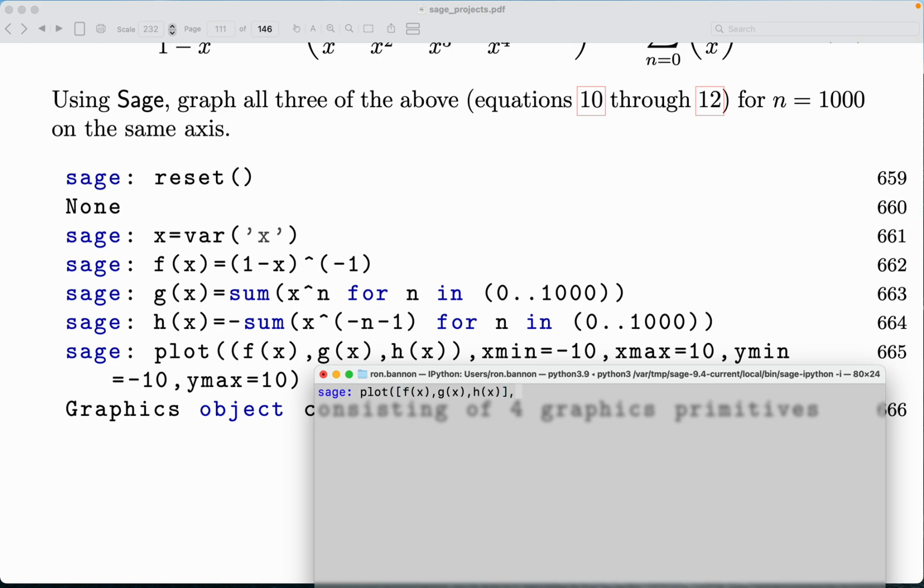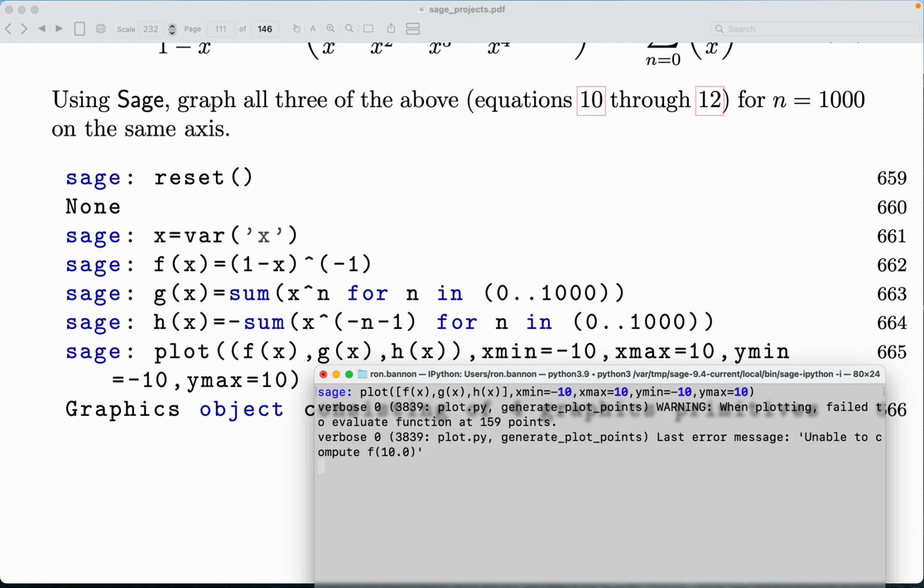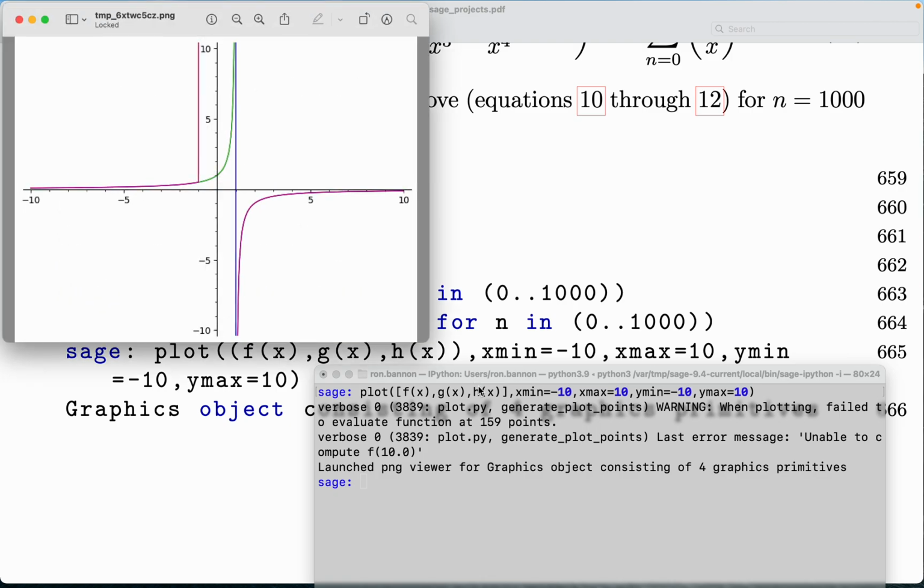Now, what do they want me to do? X min to be -10, they say, and you can play around with these numbers if you like. X maximum would be 10. And y min is -10, and y max is 10. And again, you can play with these numbers if you like. Let it return, and you'll see what happens. And I get a picture.